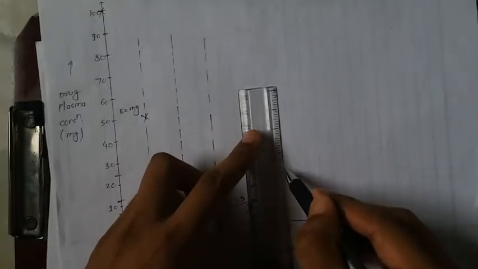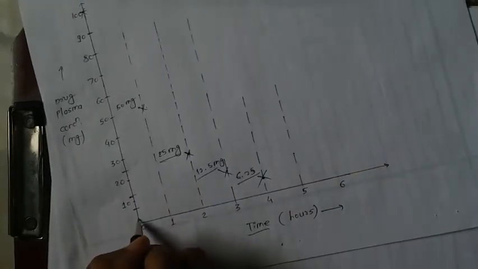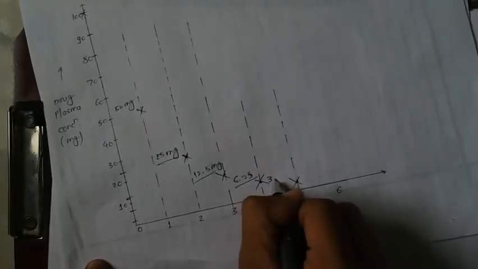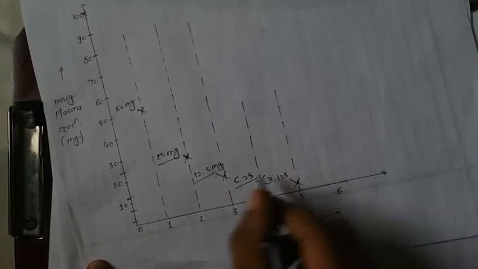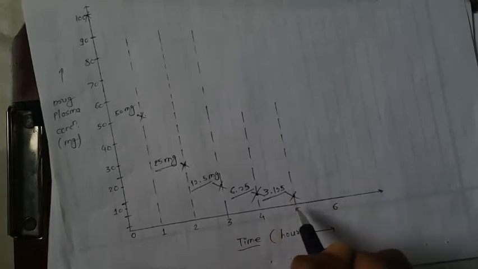So 6.25, here it is. And in the fifth half-life, again 50% is eliminated, that is 3.125. So here it is. 50% of the dose is eliminated, 50% of the drug is eliminated, and remaining only 3.125 milligram after fifth half-life.